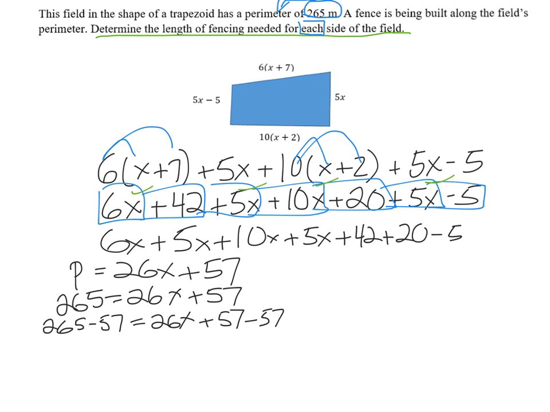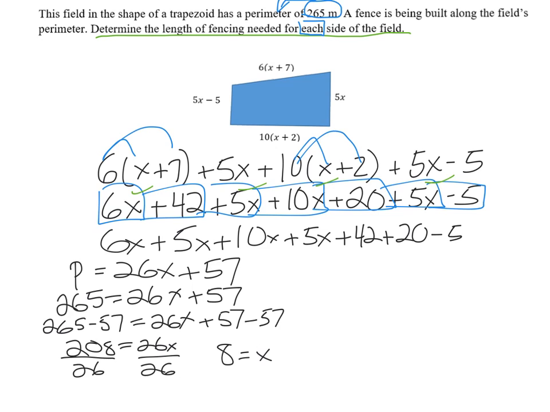And on my left hand side then, I will end up with 208, because 265 minus 57 equals 208, and equals 26x, as 57 minus 57 is zero. Now, what I need to do in order to isolate x is divide both sides by 26. And I end up with the answer of 8 equals x. Now that I found the value of x, I can find the length of each side.